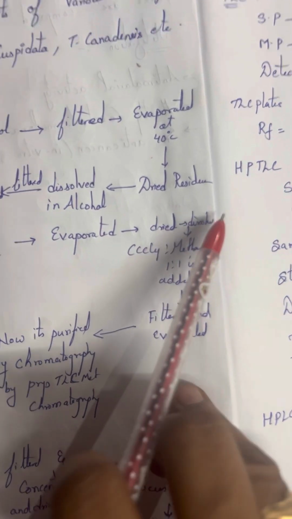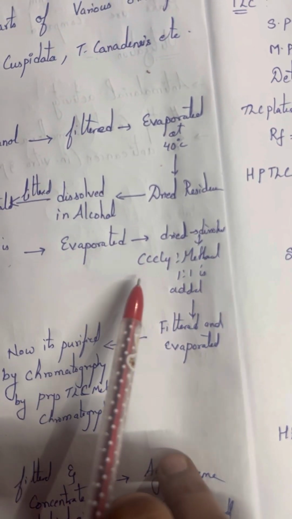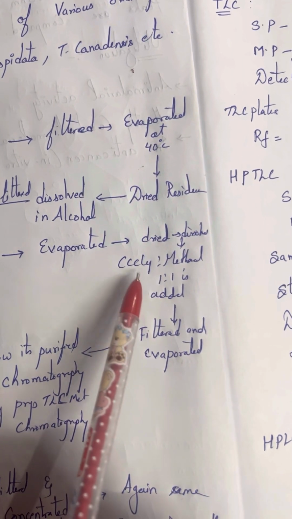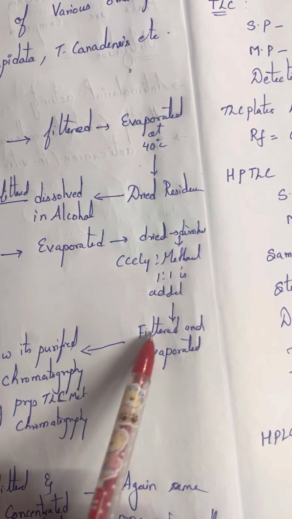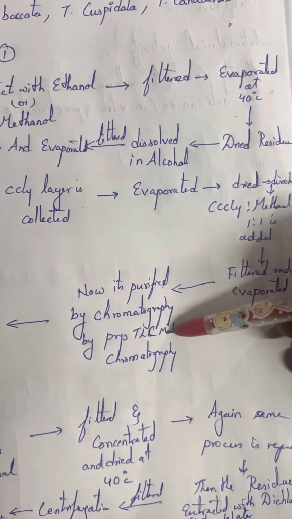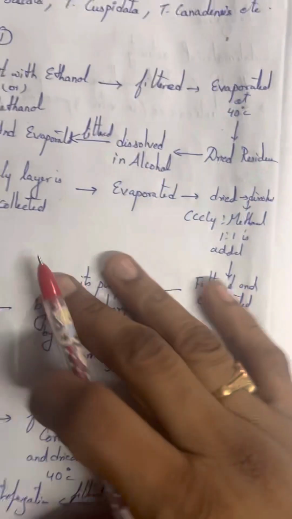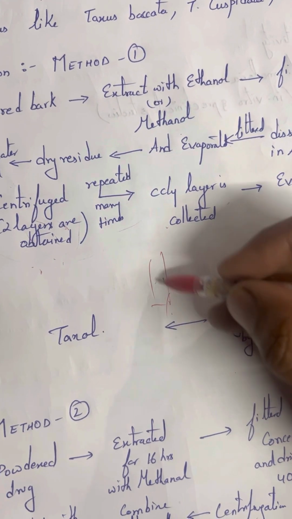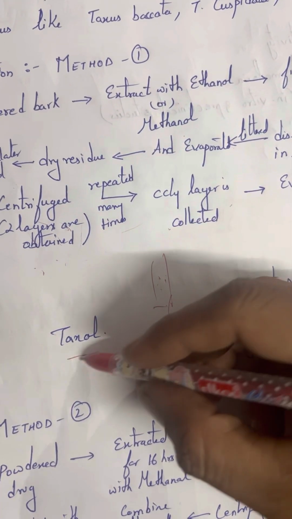Again it is dissolved in carbon tetrachloride and methanol in a 1:1 ratio, filtered and evaporated. Now it is purified by chromatography, by preparative TLC or by column chromatography. When the column is run, you will get crystals of Taxol. That is what we do.